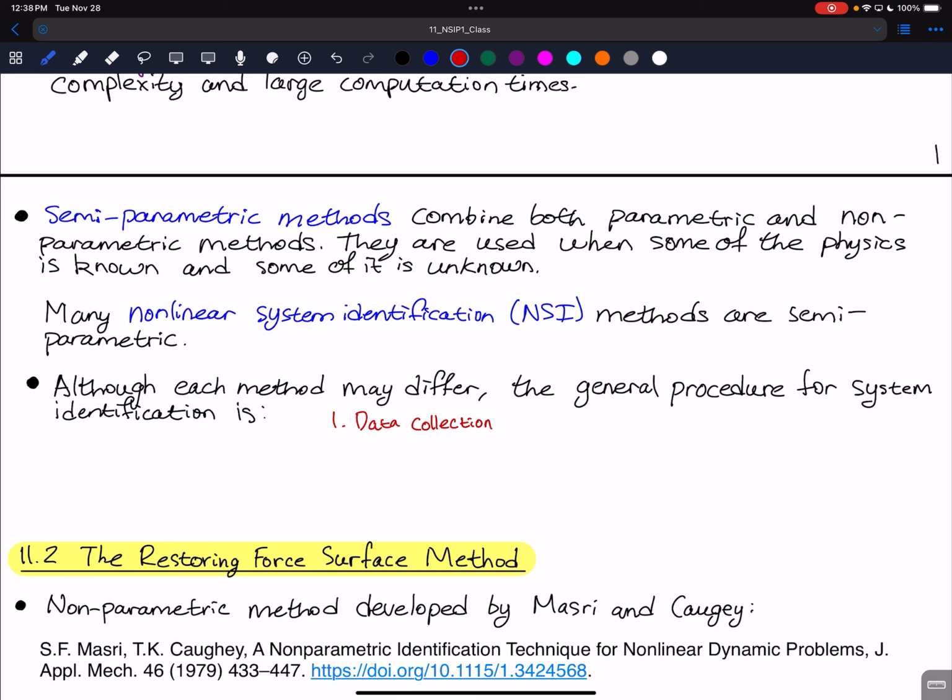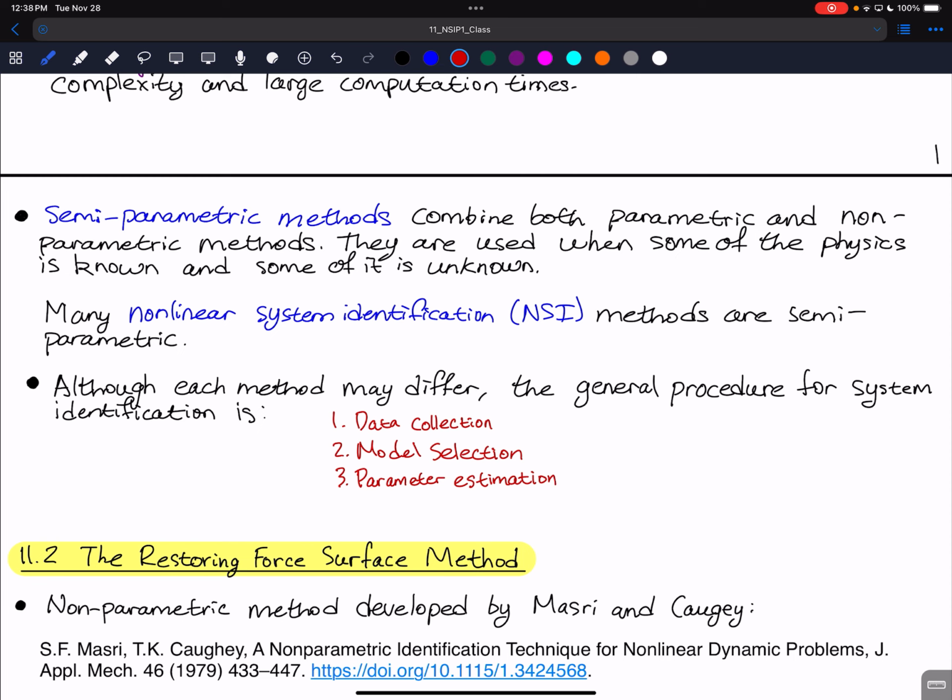Second, from there is generally some type of model selection. And this could be in the sense that you are assigning a mathematical structure or mathematical model based on what you understand of the physics, or you're doing some kind of non-parametric method to identify a model for that. The third then is parameter estimation. So once you have a mathematical model, you now want to identify numerical values for parameters.